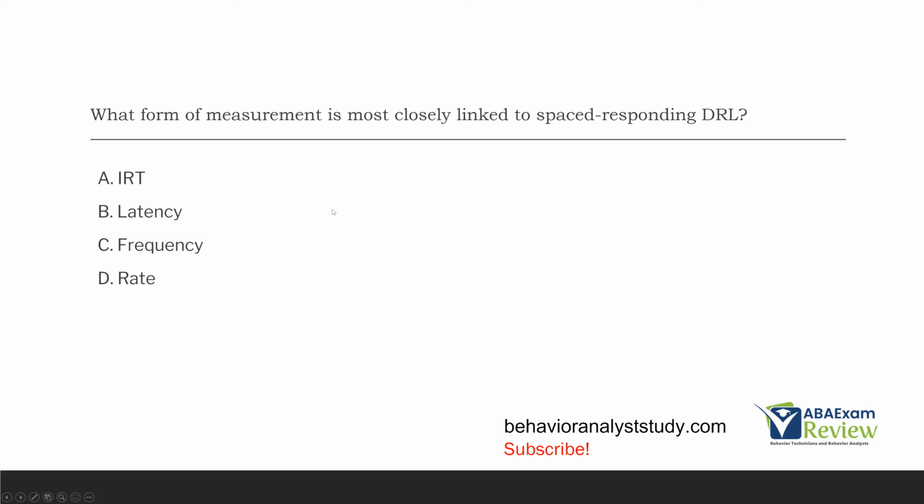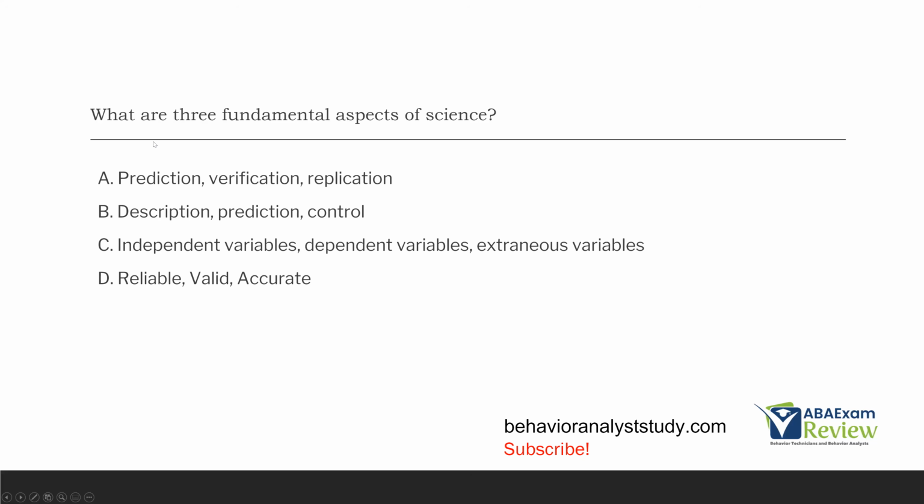That's our interresponse time. It doesn't have to do with the latency. It doesn't have to do with how often the response is occurring, not even their rate. We're worried about interresponse time here. What is the time in between that response, and what are we setting it at in order to give reinforcement? So what form of measurement is most closely linked to spaced responding DRL? Well, A, interresponse time.